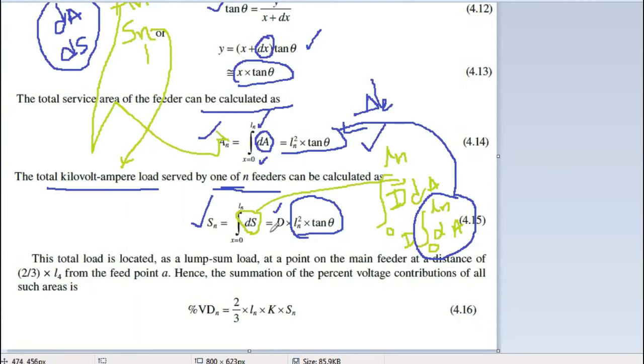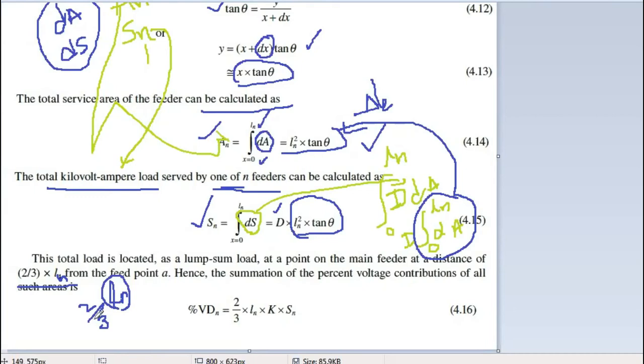So actually the entire load is distributed along the main feeder, but we are assuming that the load is lumped at a certain place. The entire load is lumped at a certain distance of 2/3 Ln. So this is actually Ln, so the distance is nothing but 2/3 Ln. The total length of the feeder is Ln, multiplied by 2/3. At that point, the total load is located.